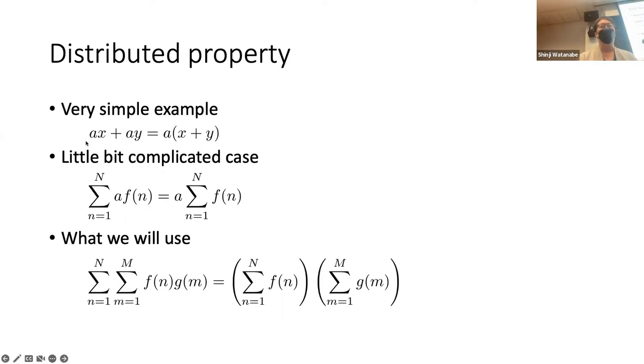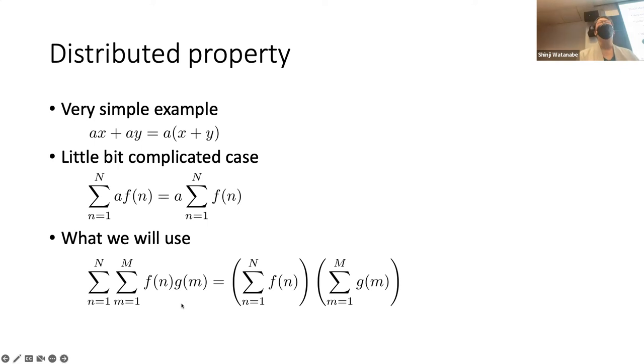So distributive property is simple, right? If we have this kind of product and summation form, we can write it like this. Maybe this is too simple. Again, I probably first met this in elementary school, and then the more generalized form I met in high school or later. This kind of complicated form is actually a quite nice property for avoiding a lot of equations and computations. And in our case, we are using this one.